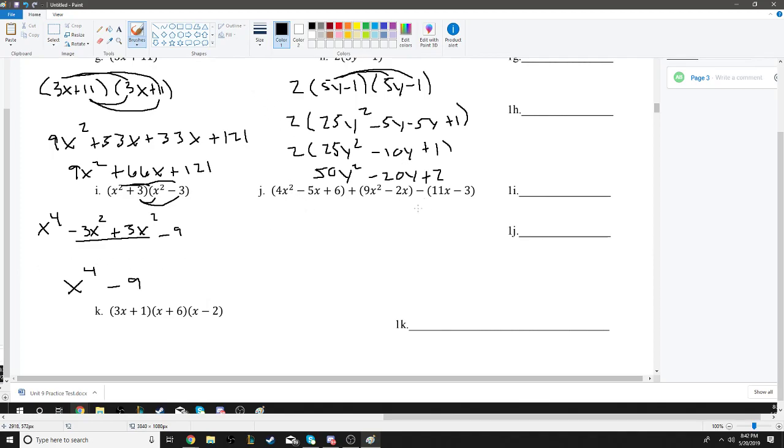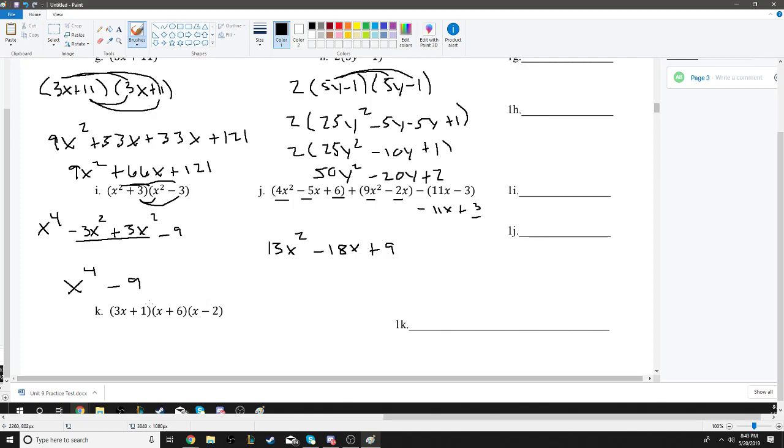Okay. For this one, let's do the negative. Distribute it. So we have 4x squared plus 9x squared. That's 13x squared. Negative 5x minus 2x minus 11x, negative 18x. And 6 plus 3 is 9.